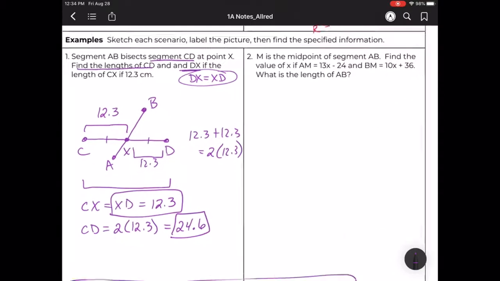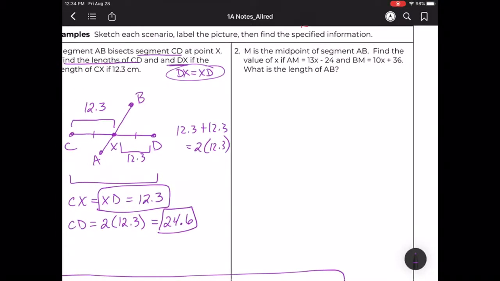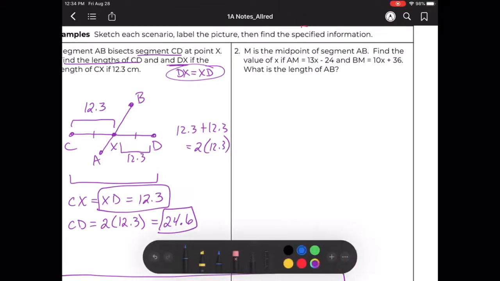Okay? So what we're going to do now, we're going to look at number 2. I'm actually going to have you try this one on your own. I'm going to help you set up the picture, and then you're going to want to pause the video to try it on your own, and then you can click play to check your answer. So let's get started.